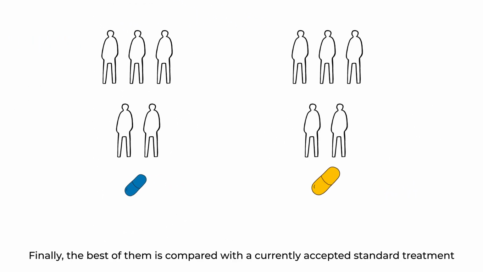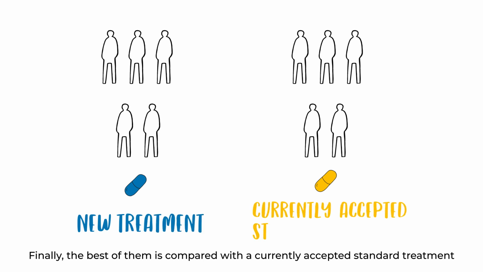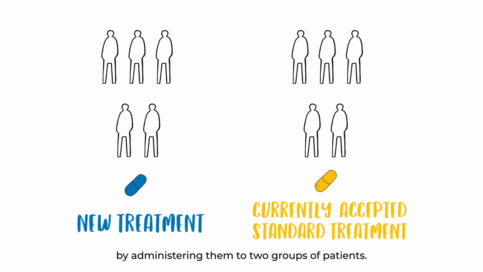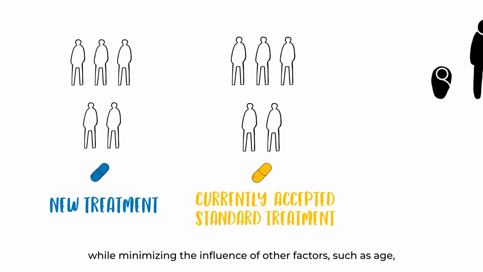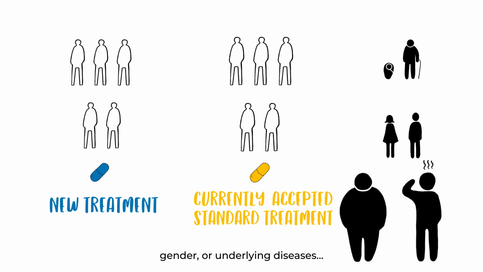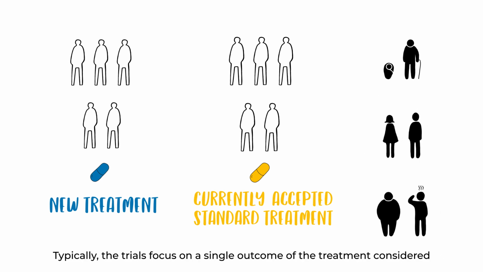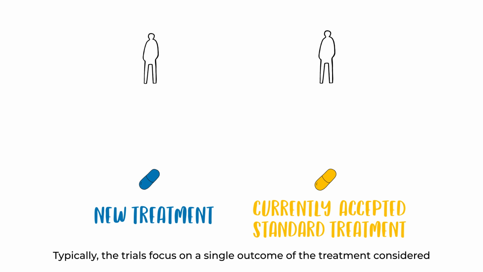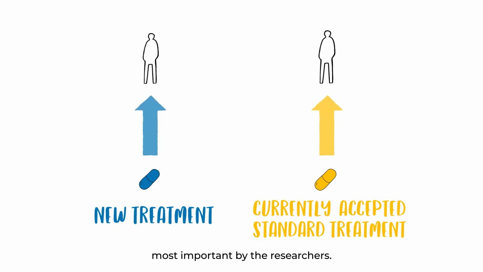Finally, the best of them is compared with a currently accepted standard treatment by administering them in two groups of patients. These trials are designed in such a way that this comparison is based on the treatment only, while minimizing the influence of other factors, such as age, gender, or underlying diseases. Typically, the trials focus on a single outcome of the treatment considered most important by the researchers.